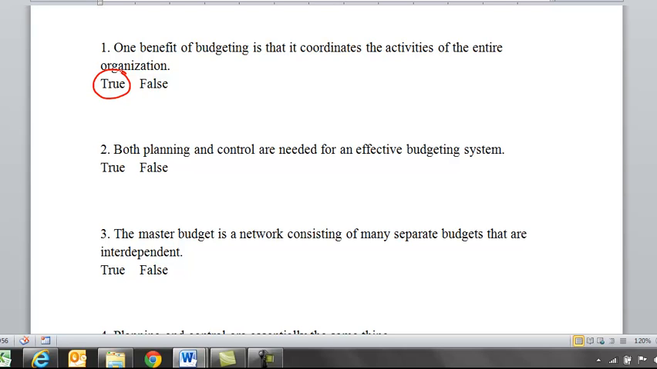Number 2, both planning and control are needed for an effective budgeting system. That is also true. Number 3, the master budget is a network consisting of many separate budgets that are interdependent. And we've seen that with our diagram that shows the order of preparation for the master budget. So that is also true.